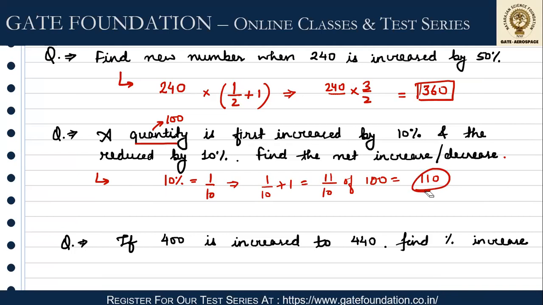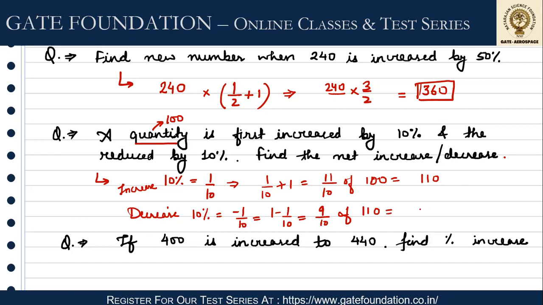So 110 ko I'll decrease by 10%. Again, 10% is 1 by 10. Right, this was about this. Now I'll decrease it. So decreasing 10% basically means you have to subtract 1 by 10, 1 minus 1 by 10. So that will become 9 by 10. So to find out 9 by 10 of 110, which becomes 99.